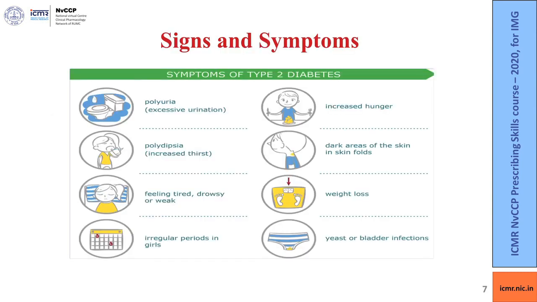Patients of diabetes mellitus present with certain typical signs and symptoms like polyuria, that is excessive urination, polydipsia, that is increased thirst, polyphagia, that is increased hunger, a feeling of excessive tiredness, unexplained weight loss, irregular menstruation in girls and more common incidence of yeast or bladder infections.